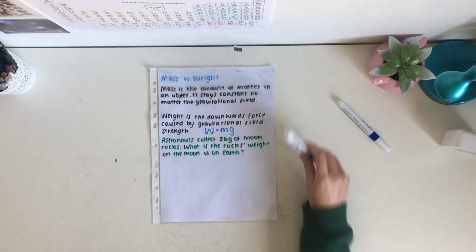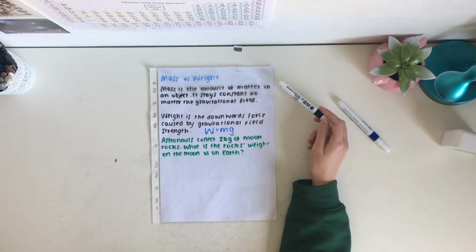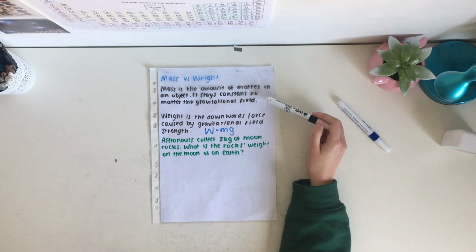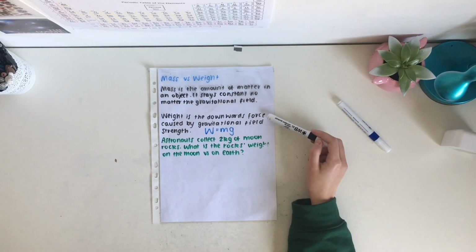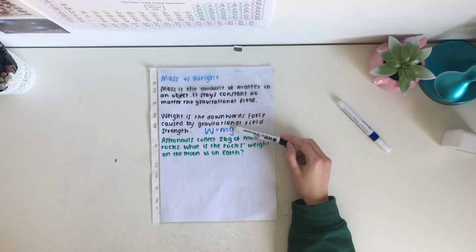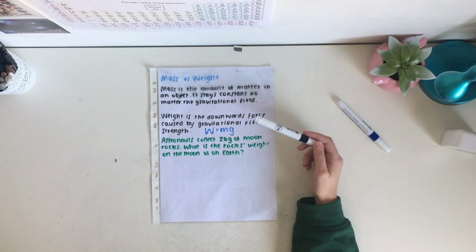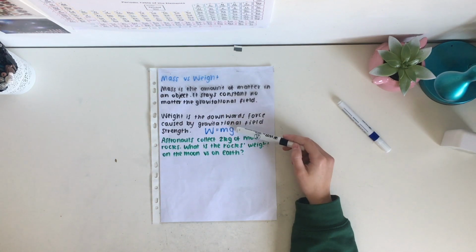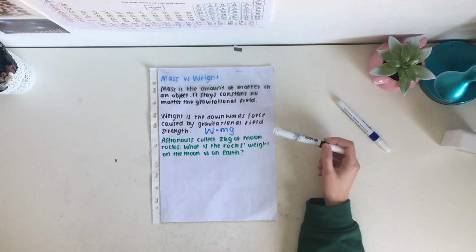So, what's the difference between mass and weight? Mass is the amount of matter in an object. It stays constant no matter the gravitational field, because the amount of stuff something is made of is not going to change. Weight is the downwards force caused by gravitational field strength. W equals mg, where W is weight, m is mass, and g is gravitational field strength. This makes sense because we know that weight is a force, and we know that g is the force pushed on every kilogram of mass.